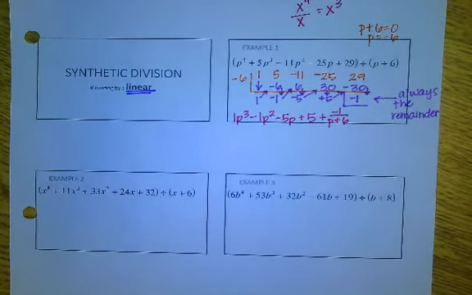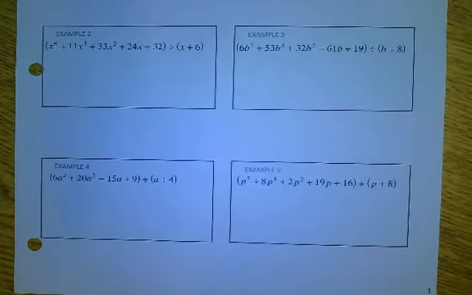Questions on example 1? Obviously, we're going to do more for practice, but any questions on 1? Okay, kind of makes sense. Always go down, diagonal, making sure you're always adding in the house. And then always drop your degree by 1 when you're rewriting your quotient. Got it? Okay. Example 2. What is the number that's going to go outside?